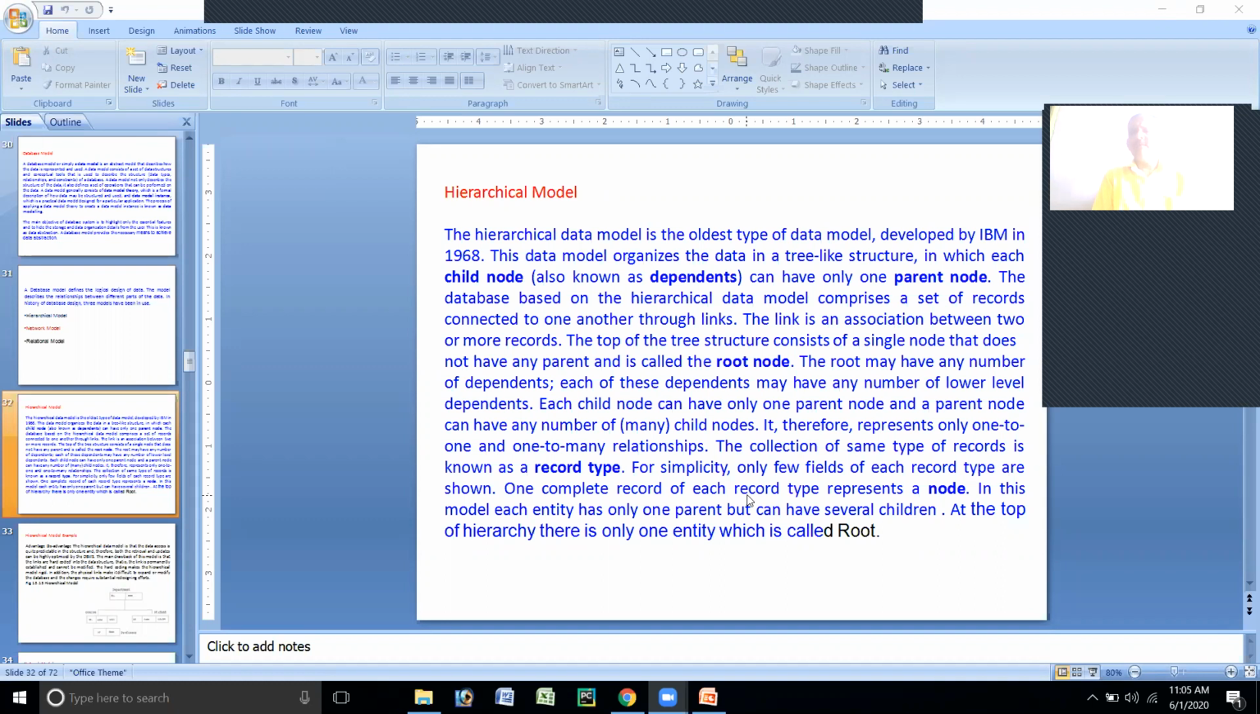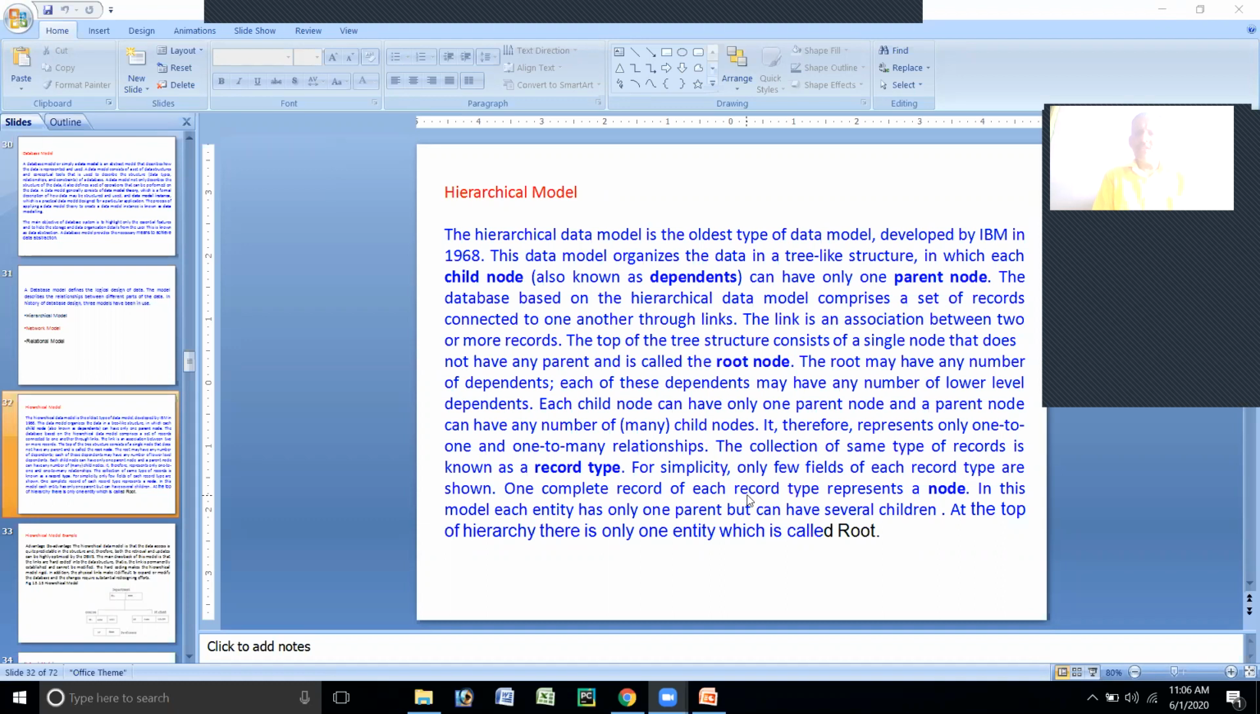In a tree also we have seen that one node is connected to another node through links. Like that, here also in the hierarchical model, the records are connected to each other through links. Then a link is an association between two or more records. It means one parent, two children: the link relates one or more records, so the parent is related to two children. Like that, there is an association between two or more records.